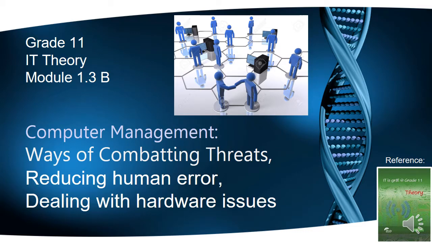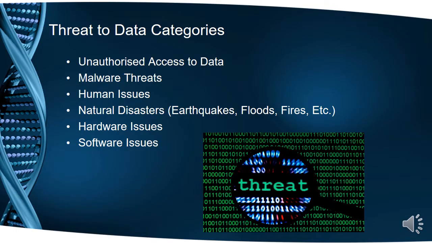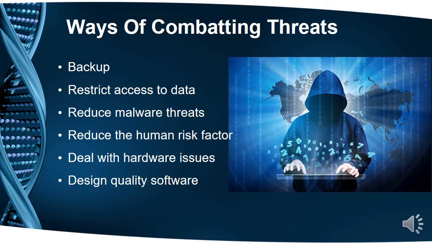Grade 11 IT Theory, Module 1.1 through 1.3b, Computer Management: Ways of Combating Threats, Reducing Human Error, Dealing with Hardware Issues. In the last video, we looked at these threats to data categories, and now we're going to look at how to combat these threats. So: backup, restricting access to data, reduce malware threats, reduce the human risk factor, deal with hardware issues, and design quality software.